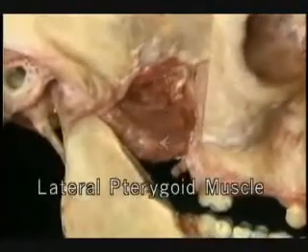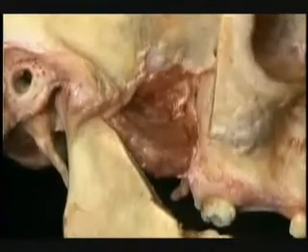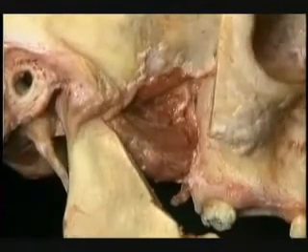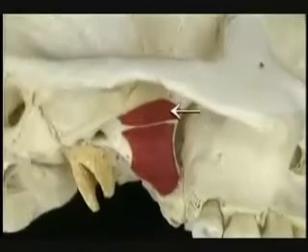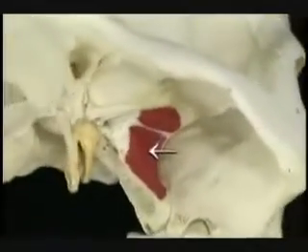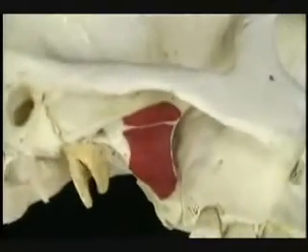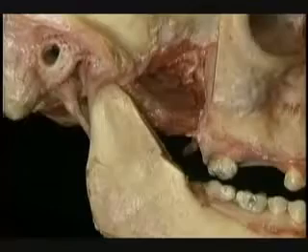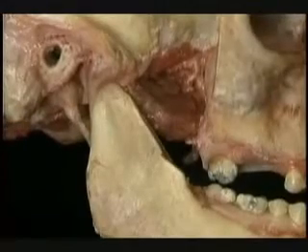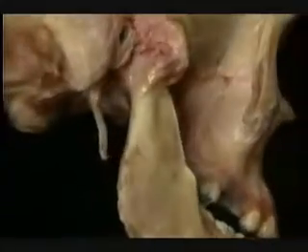Here's the lateral pterygoid muscle. It's quite small. The lateral pterygoid muscle arises partly from the underside of the greater wing of the sphenoid and partly from the lateral aspect of the lateral pterygoid plate. The fibers of the lateral pterygoid muscle run backward and a little laterally. We'll go round to a medial view to see where they go.